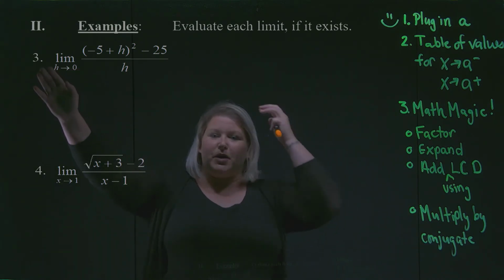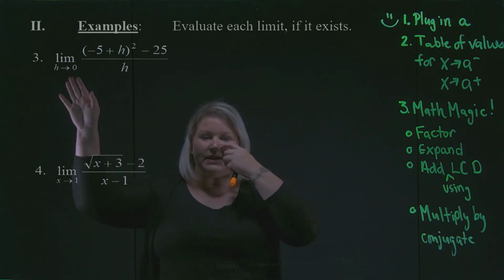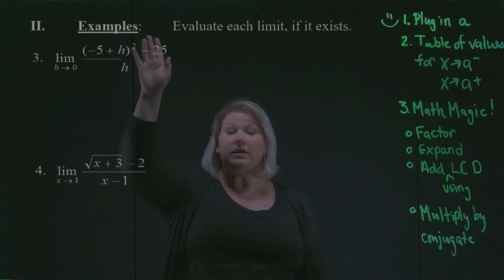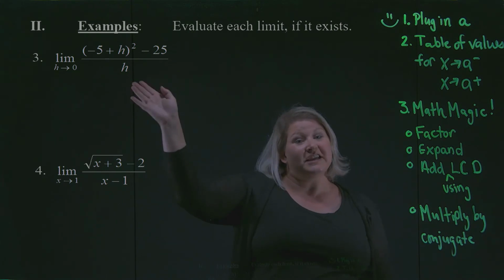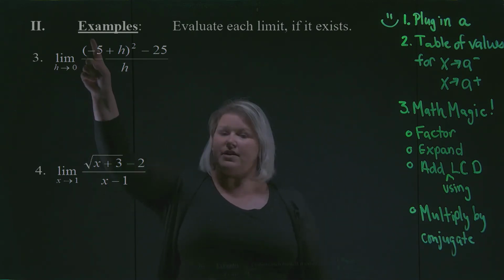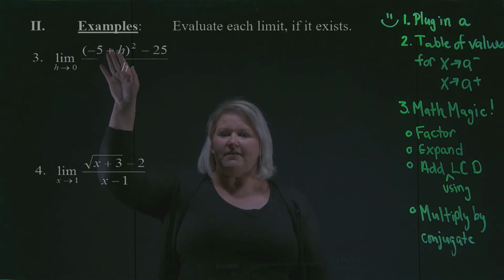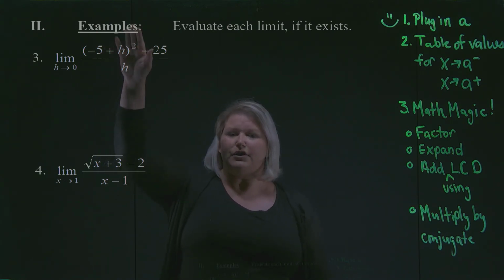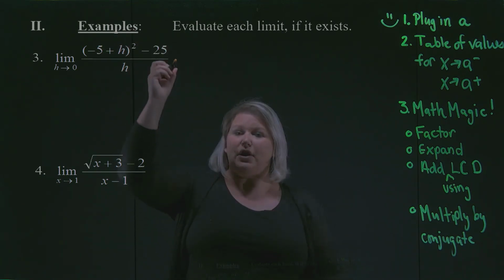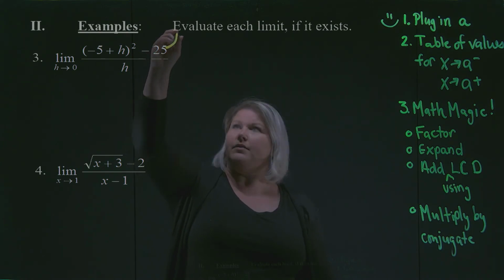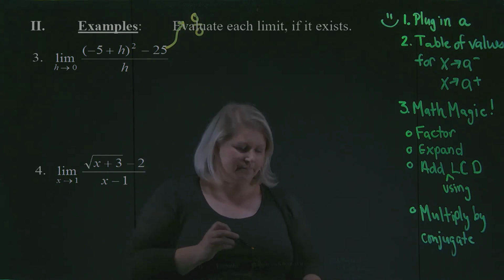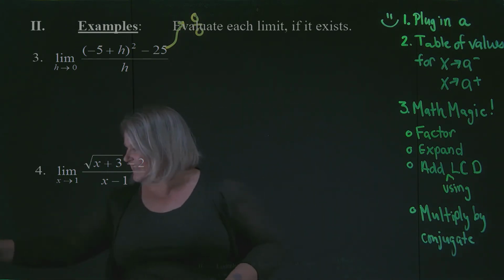I've got h approaching 0. So I'm trying to find the limit as h approaches 0 of negative 5 plus h to the power of 2 minus 25, all over h. All right, so if I plug in the 0 first, because that's the first thing I want to do, I'm going to end up with negative 5 plus 0, which gives me negative 5. Square that gives me 25. I get 25 minus 25, which gives me on the top 0. And then when I plug in 0 in the denominator, I'm going to get 0. Darn it, you can't see that.